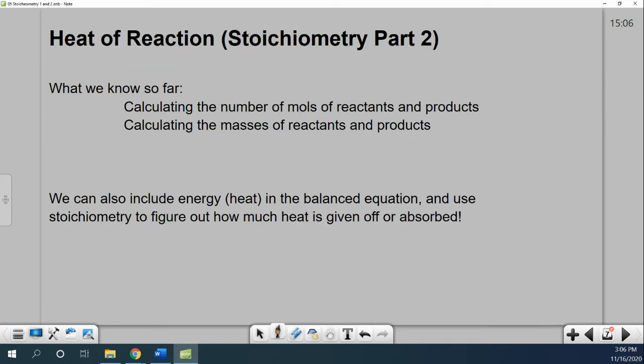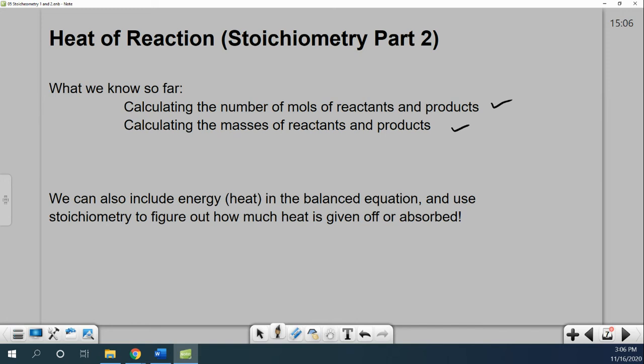And so what we know so far is that we can calculate the number of moles of reactants and products. And if we can do that, we can also do it with mass. You just use molar mass to convert back and forth. So make sure you go to moles first, do everything you need to do with moles. And if you want mass, you change the moles back into mass afterwards.